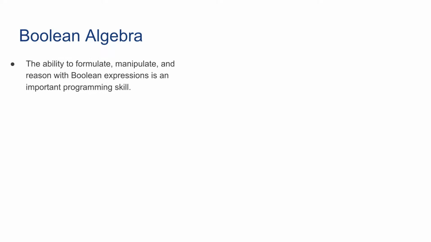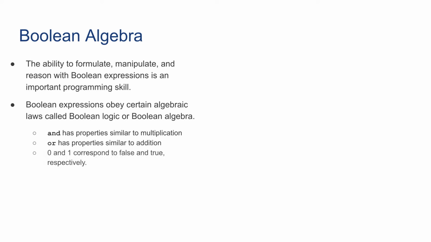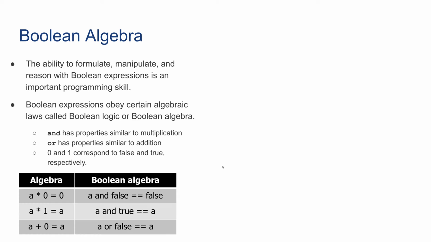Okay, so finally, let's talk about Boolean algebra. The ability to formulate, manipulate, and reason with Boolean expressions is an important programming skill. Boolean expressions obey certain algebraic laws called Boolean logic or Boolean algebra. So AND has properties similar to multiplication, OR has properties similar to addition, and remember 0 and 1 correspond to false and true respectively. So here's an example of Boolean algebra.